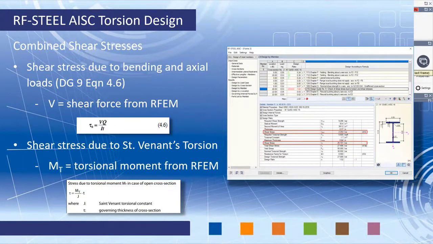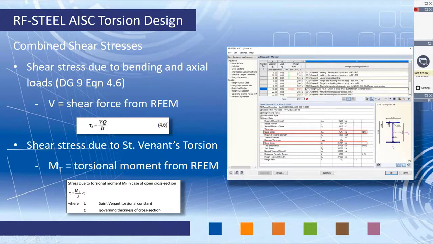Now, keep in mind, I have not activated my module extension. I'm purely doing torsion design with what's given to me within the AISC. And it's quite common, not only in our program, but many other programs, that we simply combine shear stresses. We take the shear stress due to bending and axial loads, and according to Design Guide 9, equation 4.6, we convert this into shear stresses. So you can see we're utilizing this V here, which is the shear force from RFEM. This is my internal force that I've already determined from the main program RFEM. We convert it to shear stresses.